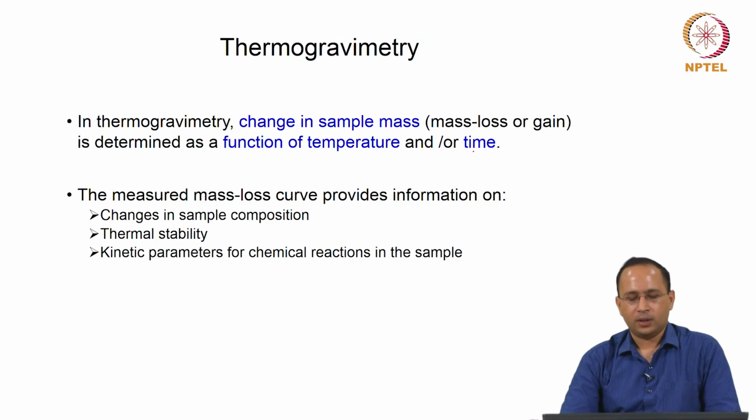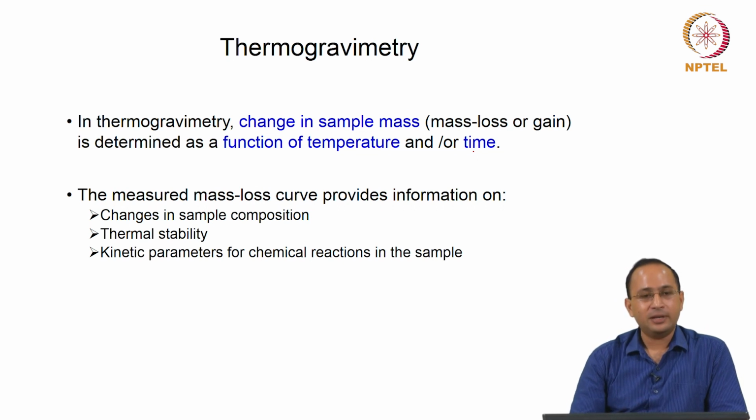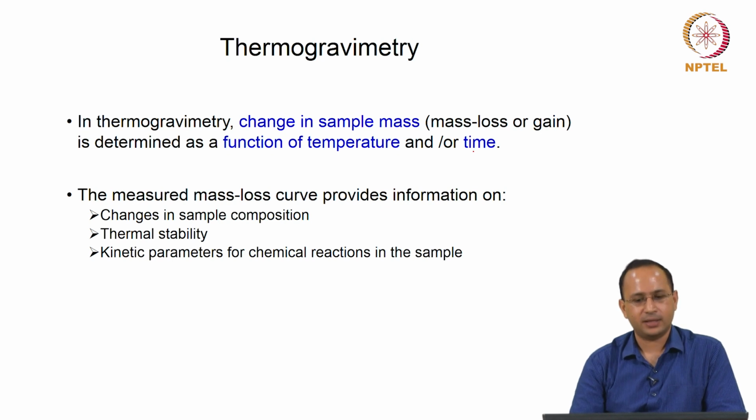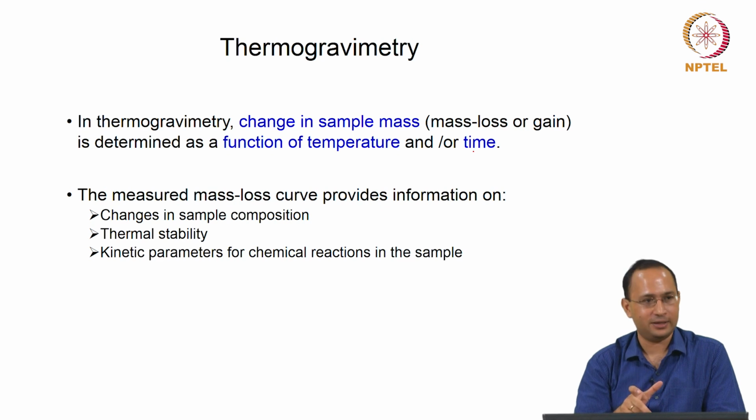Okay. The third technique which we will talk about in this thermal analysis will be thermogravimetry. It is very commonly used. So, what does thermogravimetry mean? In thermogravimetry, we measure the change in mass. In DTA, we are measuring change in temperature between sample and reference. In DSC, we are measuring the heat between sample and reference. Here, we are measuring the mass change as you increase the temperature, right.